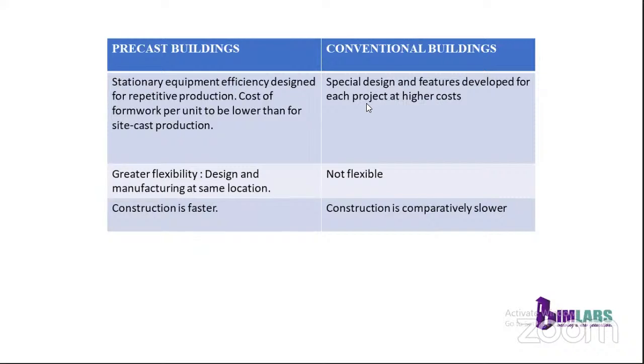And also the stationary equipment's efficiency is designed for repetitive productions, and the cost of formwork per unit is lower than that of the site cast productions. And for the conventional buildings, the special design and features are developed for each project at high cost. And the precast building method is very flexible, because the design and manufacturing are at the same location. But the conventional buildings are not flexible when compared to the precast building, and the precast construction is very fast, but in the conventional building method, the construction is comparatively slower.